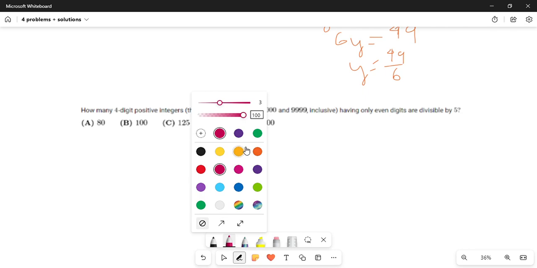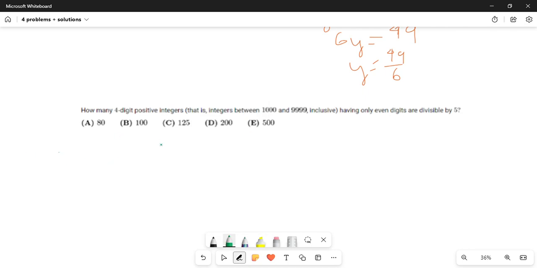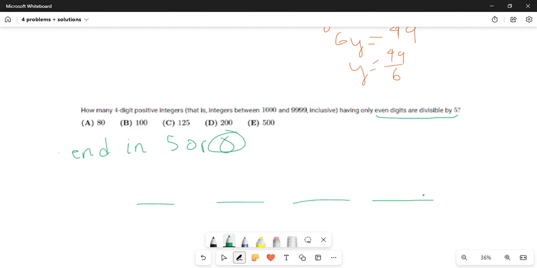Okay, so we have that. How many 4-digit positive integers having all even digits are divisible by 5? Okay, so to be divisible by 5, you have to end in 5 or 0. But notice they have to be even, so 0 will do. So it ends in 0. So if it's a 4-digit integer, 1, 2, 3, 4, 0. How many 4-digit positive integers?